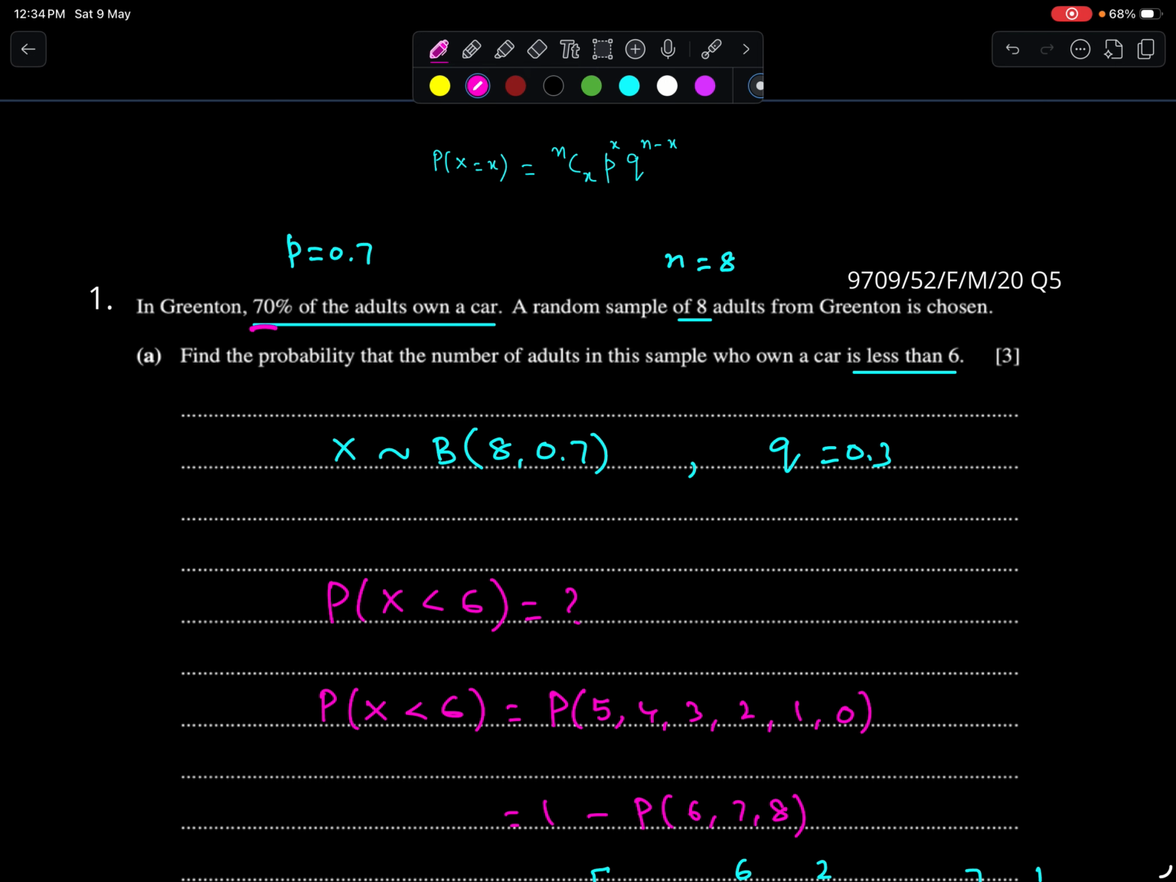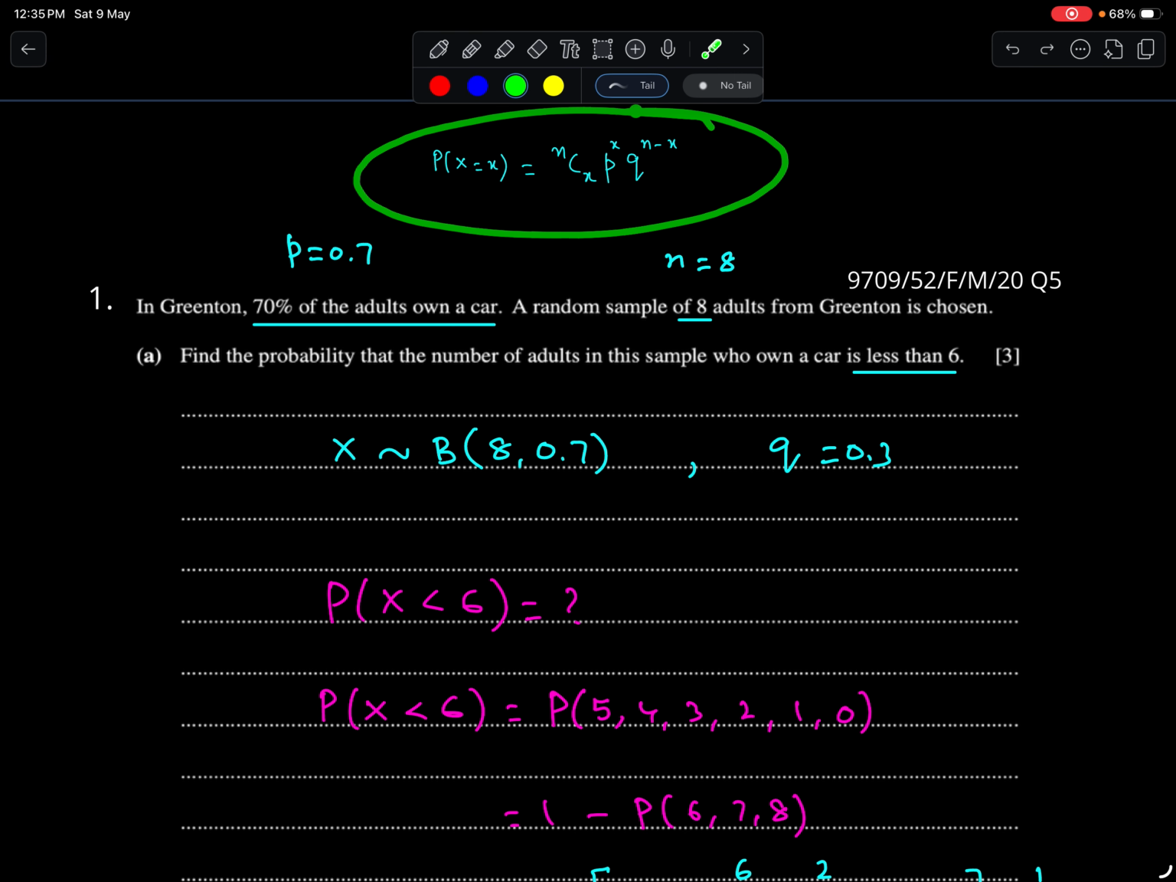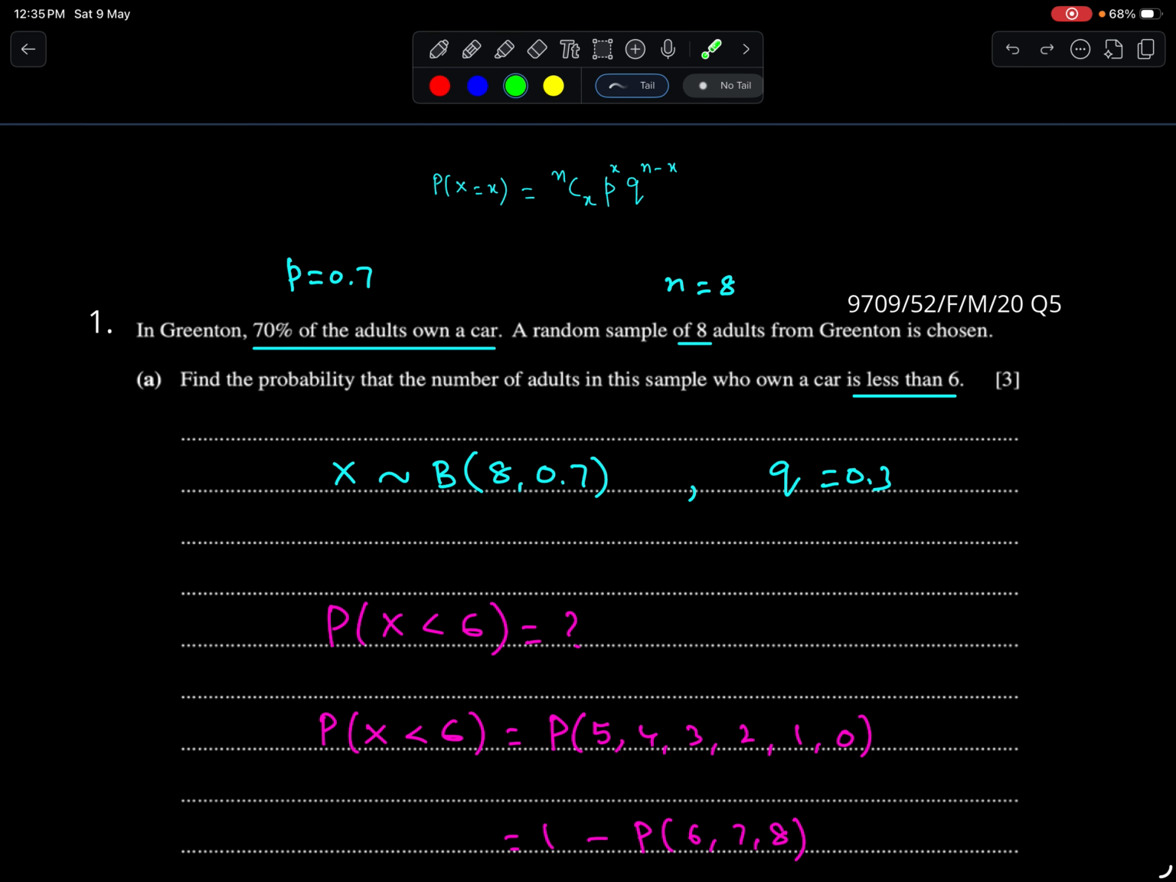In Greentown, 70% of the adults own a car. So this is p. A random sample of 8, this is n, from Greentown is chosen. Find the probability that the number of adults in this sample who own a car is less than 6. So we need this probability, and we have a binomial distribution with n 8 and p 0.7, whereas q is 0.3 because q is 1 minus p. And this is the formula of binomial distribution. So we need these numbers: 5, 2, 0.